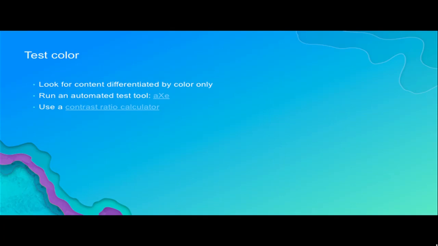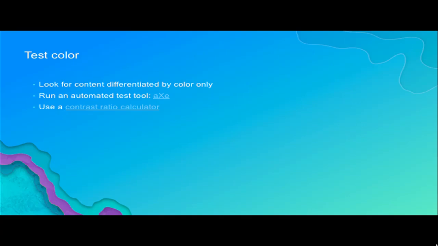So in order to test color, the first thing is to do a manual verification and just look at the things that are only conveyed by color. This requires some kind of experience, but if you use the page, you will notice what is only conveyed by color. And then some automated testing tools like aXe will calculate the color contrast of your buttons or links. It will point out the things that require a higher contrast.